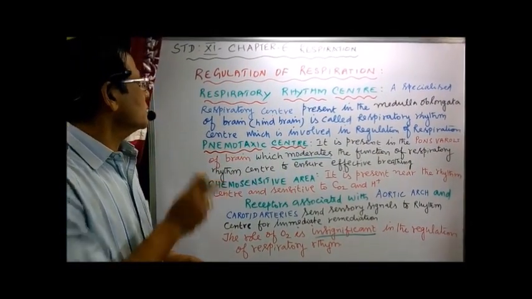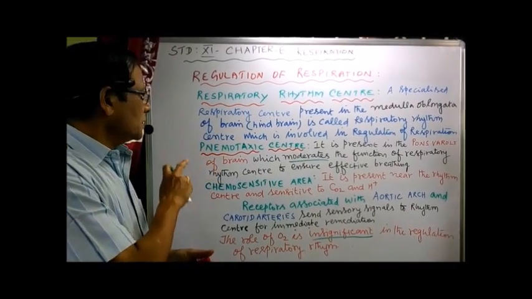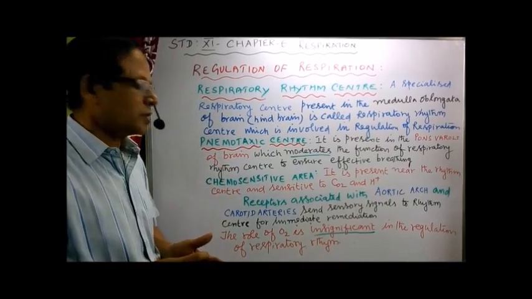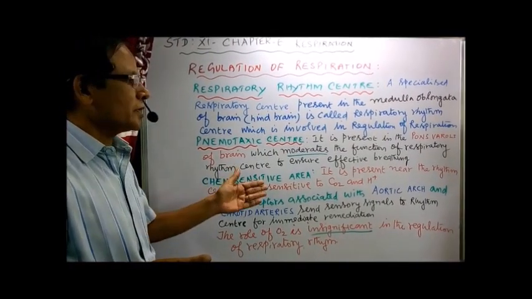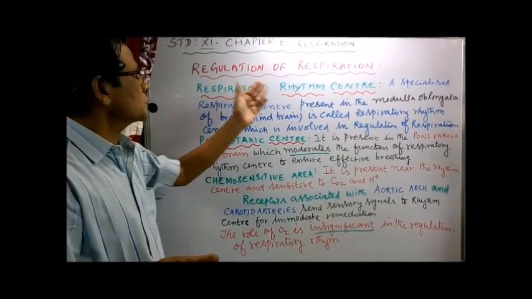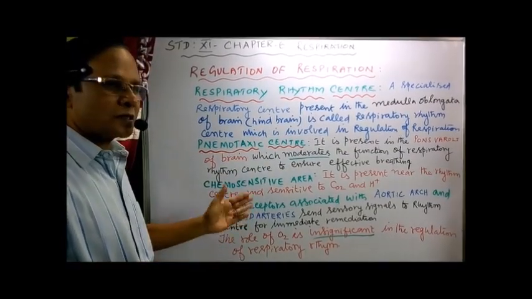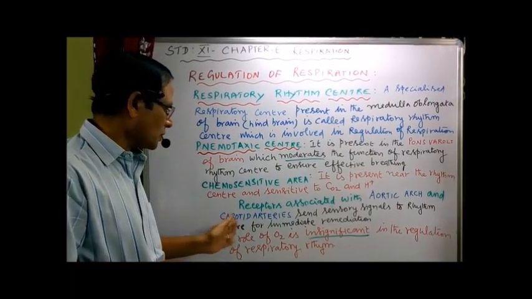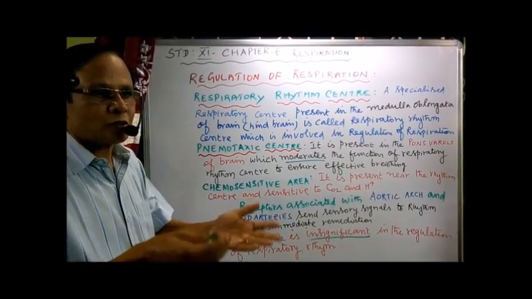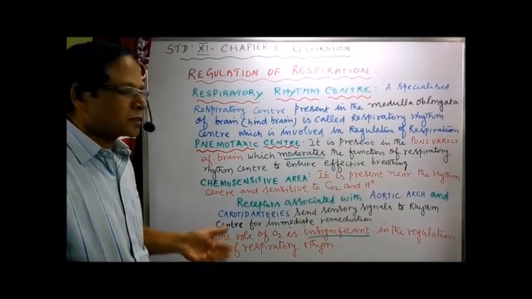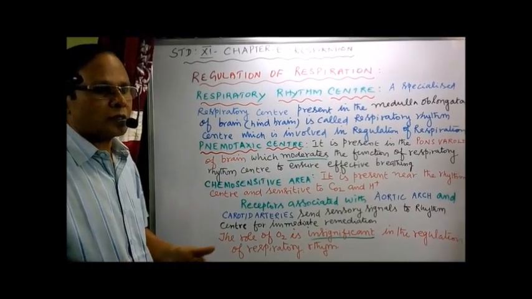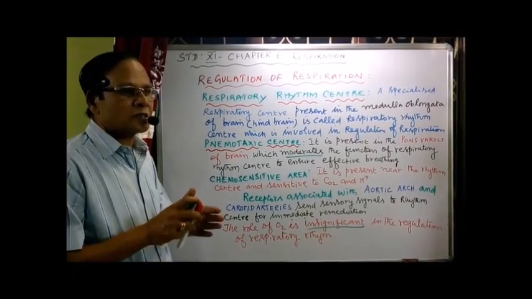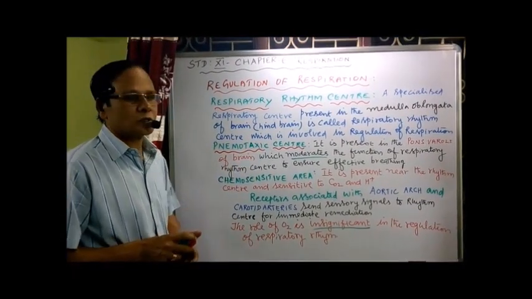So we have the respiratory rhythm center, the pneumotaxic center, which modifies the breathing process, and the chemosensitive area present near the respiratory rhythm center. Also we have the receptors present in the aortic arch and the carotid arteries, which supply blood to the brain. They send signals to the respiratory rhythm center to regulate the process of breathing. Now, oxygen has no role in the process of respiration.